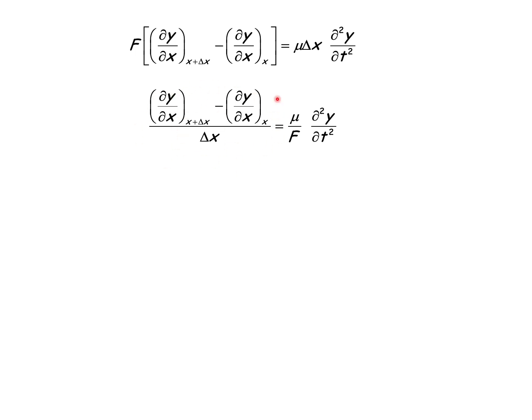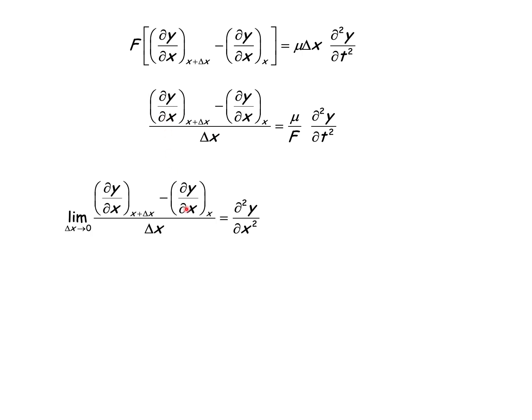And so we are taking a partial derivative with respect to x of del y del x, which is to say that we are coming up with the second derivative. This is the second derivative of y with respect to x. And that's equal to mu over F times the second derivative of y with respect to time. At this point, your eyes should immediately recognize the pattern. We have actually shown that the motion of this little segment of string is consistent with the wave equation.